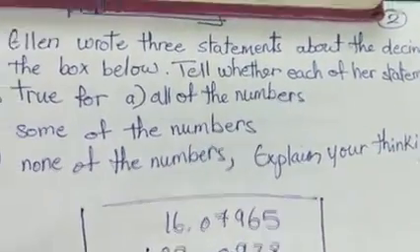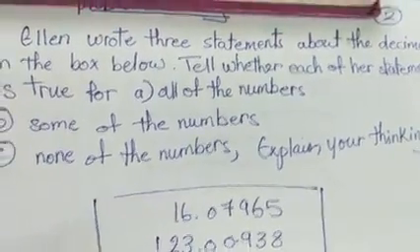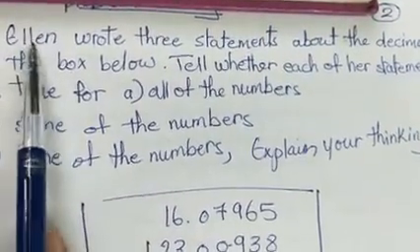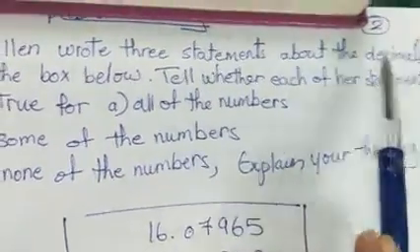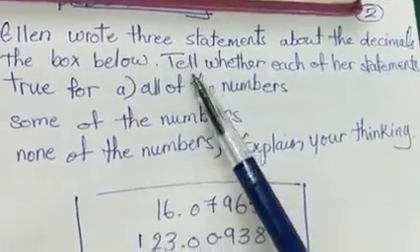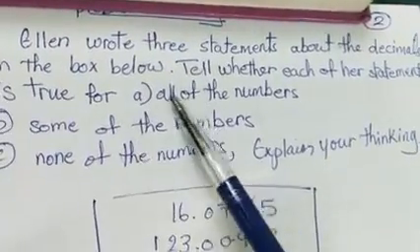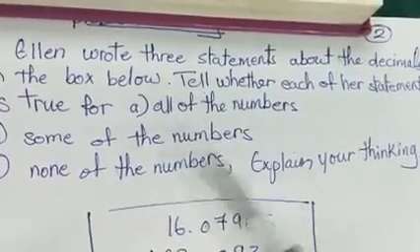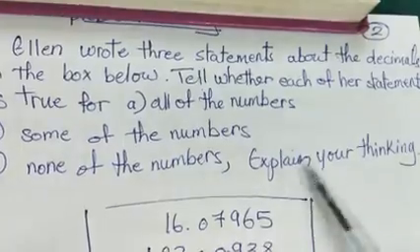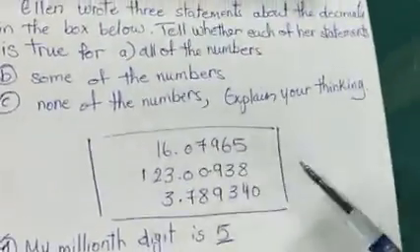I have here a word problem that I will try to solve with you. It says Alan wrote 3 statements about the decimals in the box below. This is the box. Tell whether each of her statements is true for all of the numbers, or some of the numbers, or none of the numbers, and explain your thinking. Now how will I solve this problem?